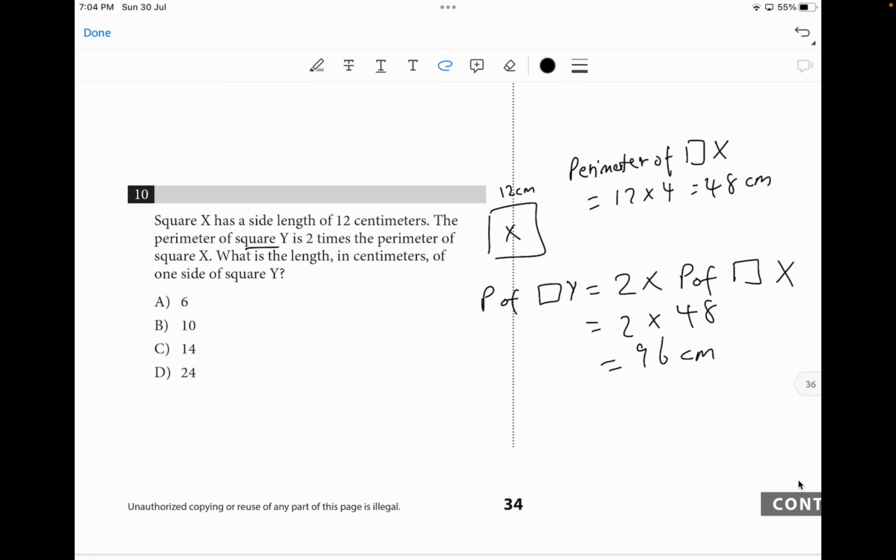Now they're asking us what is the length in centimeters of one side of square y. So since we know that this is the total perimeter of y, we're just going to be dividing it by the 4 sides of a square. So 96 divided by 4 is going to give you 24 centimeters. So your option D is going to be the correct one.